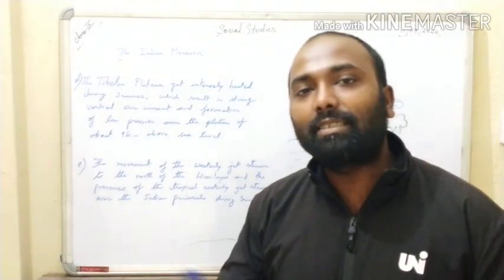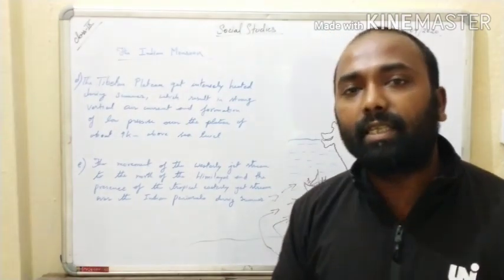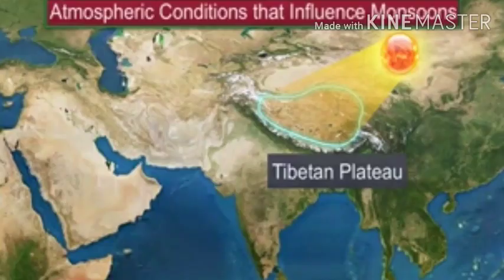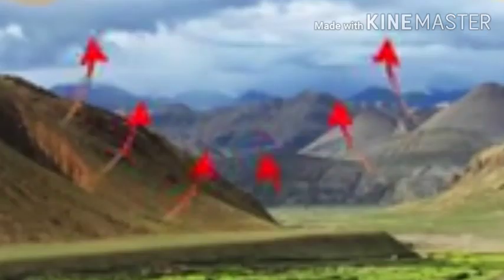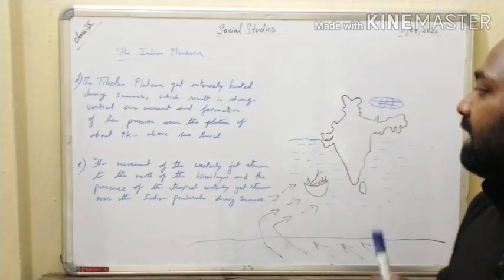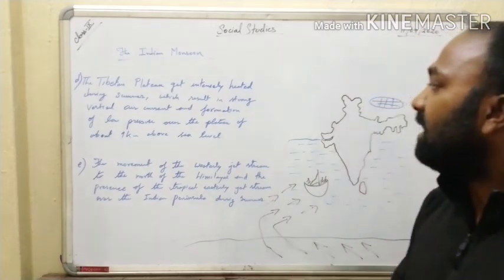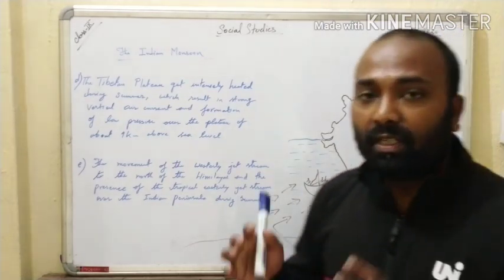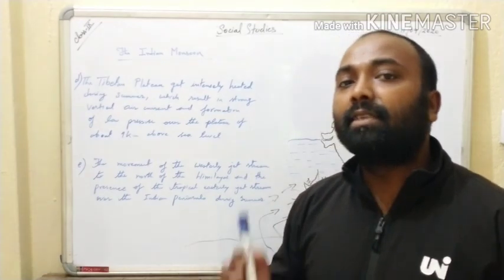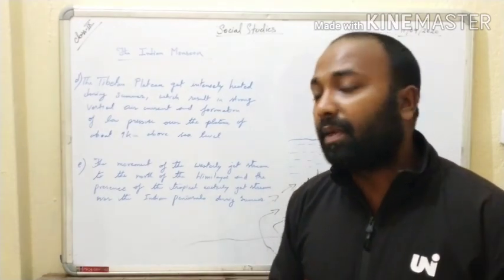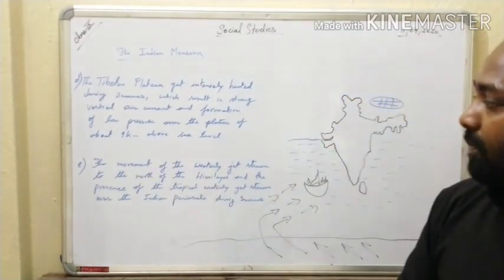Okay students, now let us understand another point. This point is related with the Tibetan Plateau. The Tibetan Plateau gets intensely heated up during the summer, which results in strong vertical air currents and formation of low pressure over the plateau. And this low pressure is created about 900 kilometers above the sea level. So this is also one of the reasons why the wind gets attracted towards the tropical region. Now let us understand another point.